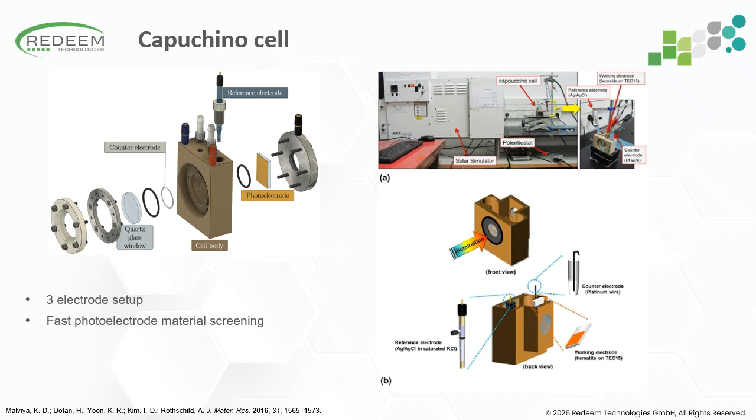under well-controlled laboratory conditions. And because of its simple design and standardized geometry, the cappuccino cell has become one of the most widely used benchmark reactors in the PEC community, making it easier to compare results between different research groups. However, it's important to remember that this is a characterization tool rather than a practical hydrogen production reactor. It is optimized for fundamental material studies and not for efficient gas collection, product separation, or large-scale operation.